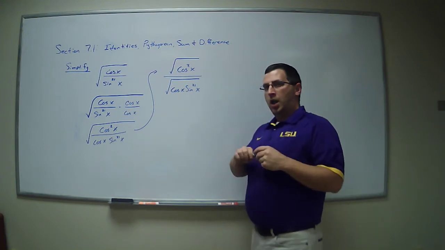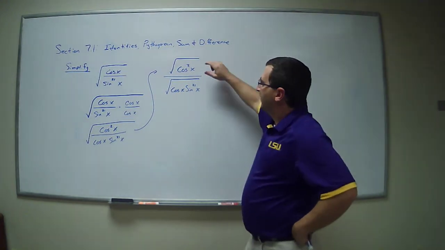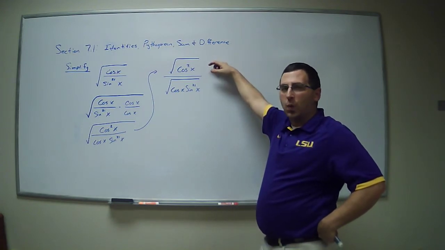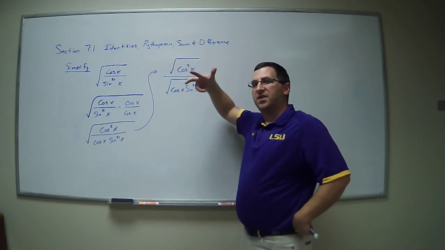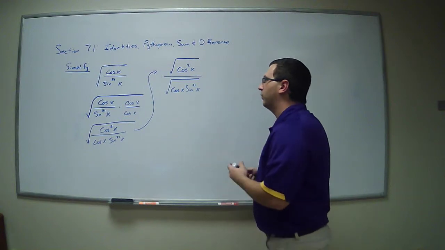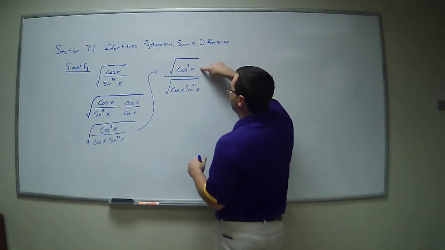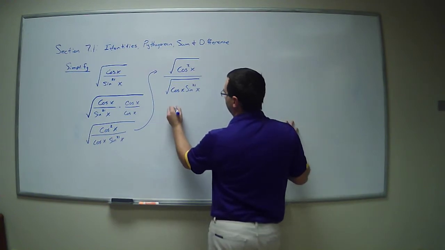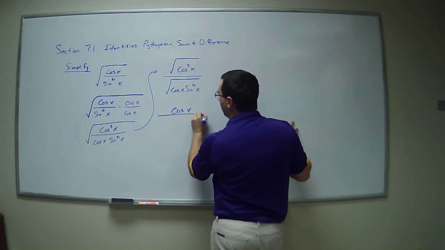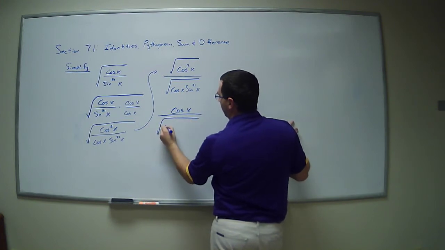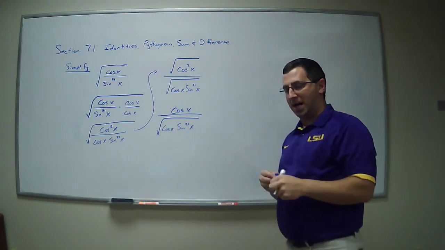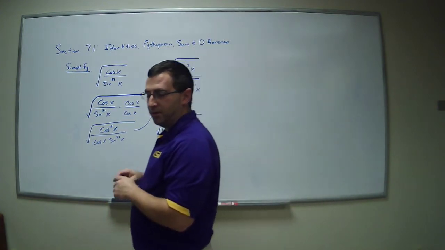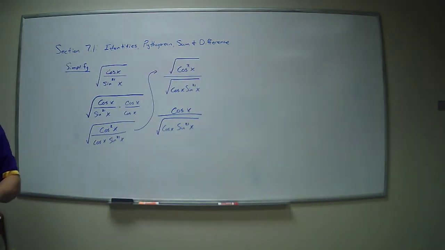Now, when we work with each little square root separately, the square root of cosine squared, the square root and the square cancel out. They are inverses of one another, so the square root on the top goes away. And you're left with cosine x on top over the square root of cosine x sine to the 21st power of x on bottom. So we still got that big square root on the bottom. So now the fun is going to occur on the bottom.